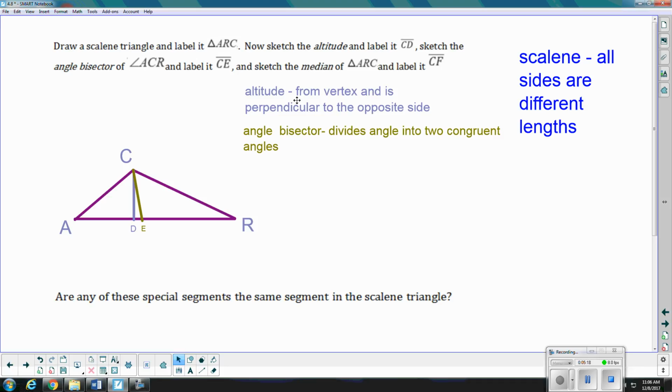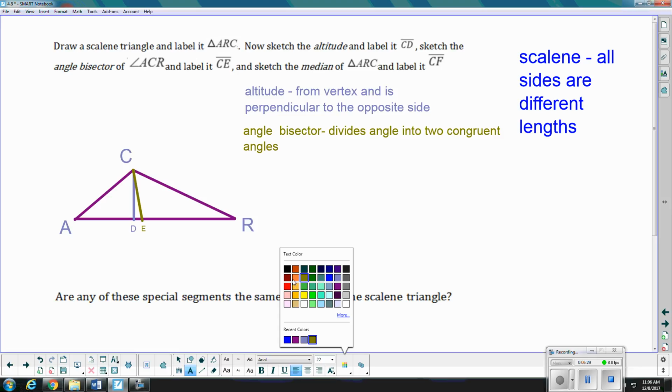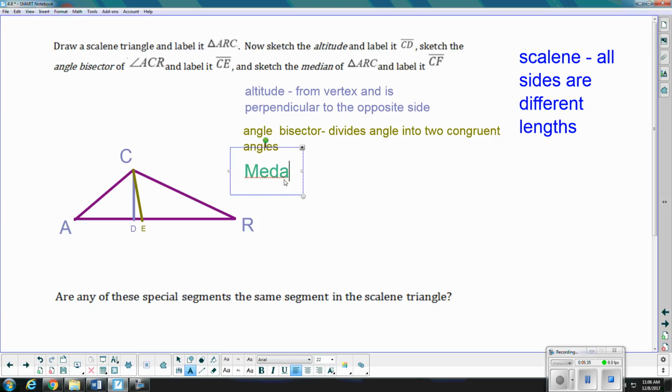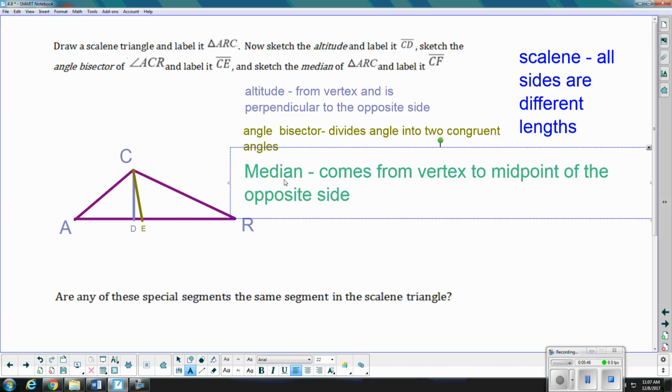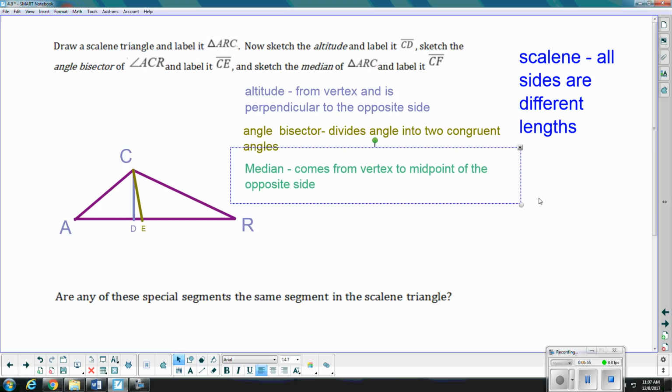All right, and then lastly, we're going to sketch the median of that triangle, and we're going to label it CF. So it's going to come from angle C. And we'll do that in this other green. All right, so a median comes from a vertex to the midpoint of the opposite side. So if I was constructing this, I would first have to find the midpoint of AR and then draw a segment that connects C to that midpoint. But here I'm just going to estimate.